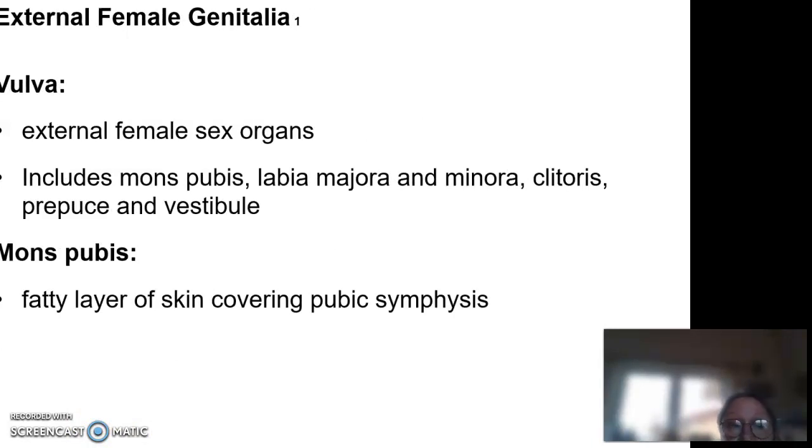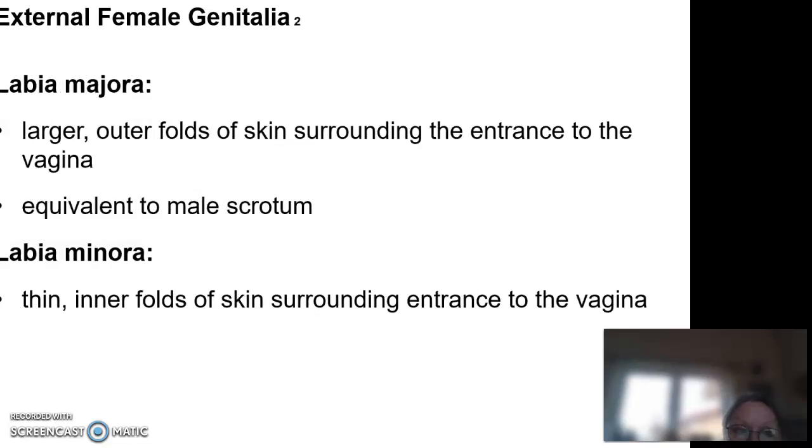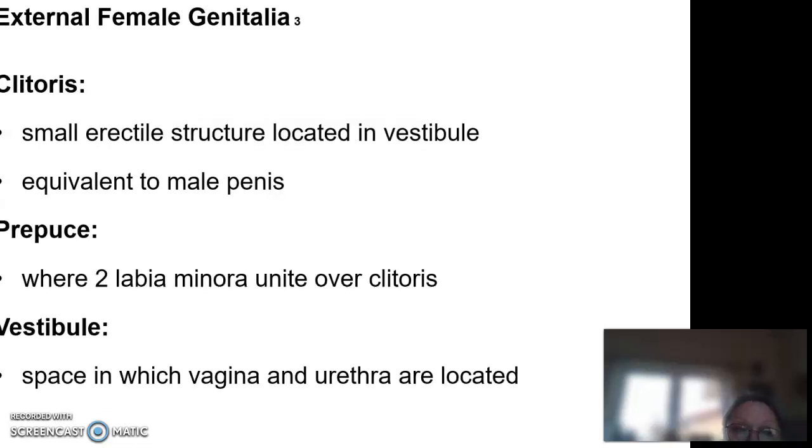The vulva is the external sex organs, and it contains the mons pubis, the labia majora, minora, the clitoris, the prepuce, and the vestibule. The mons pubis is the outside covering over the pubic symphysis, kind of a fatty layer. The labia majora is the outside fold, and it's the entrance to the vagina, and it's equivalent to the male scrotum. Labia minora is the thin inner folds, entrance to the vagina.